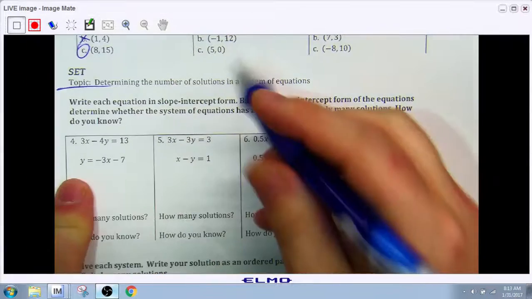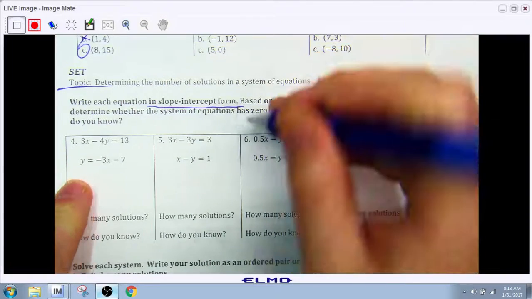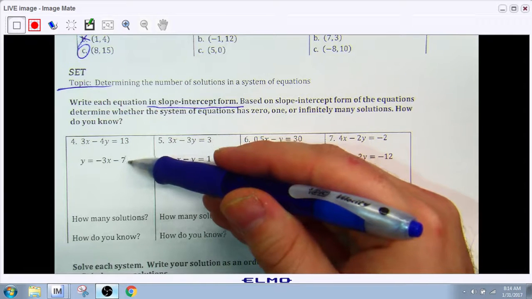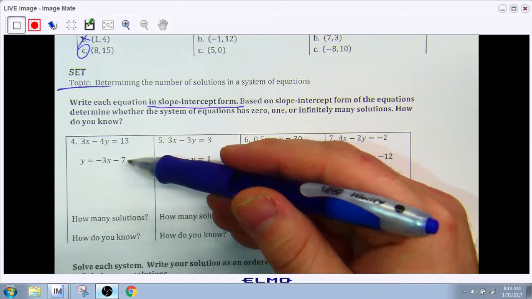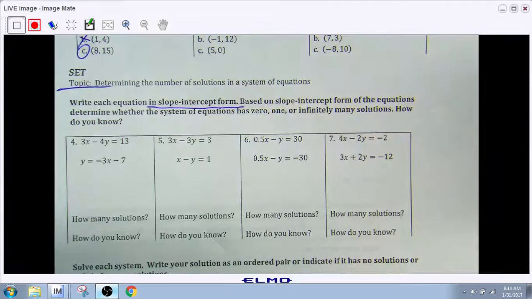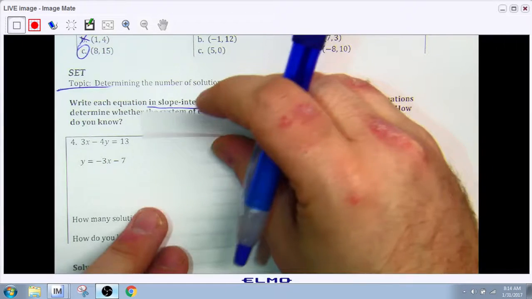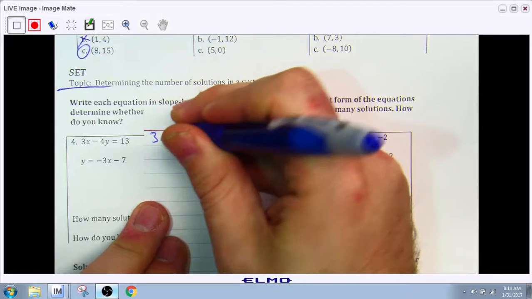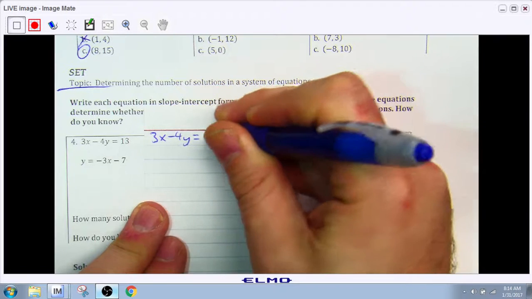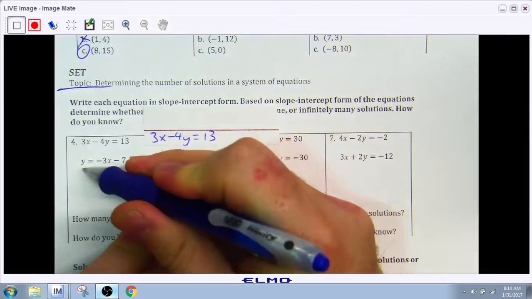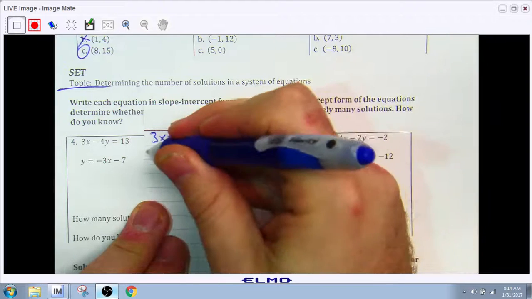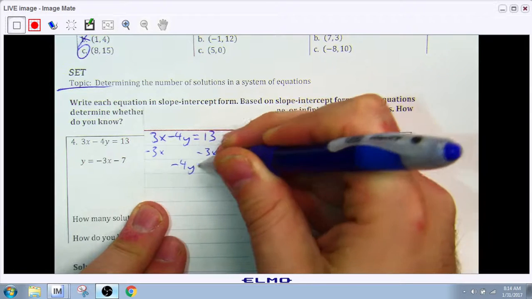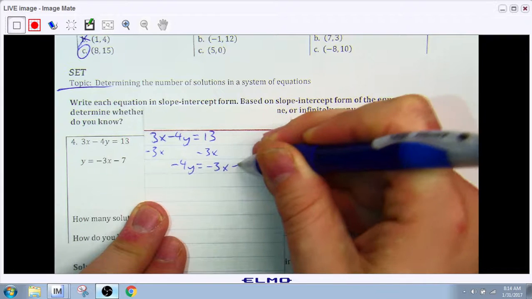So it wants us to put these equations in slope-intercept form. And what I see here is that the first one is in standard form and the second one is in slope-intercept form. So I only really need to manipulate the first equation. So that's what I'm going to do. So I have 3x minus 4y is equal to 13. So I want this to end up looking like y equals mx plus b. So I'll subtract my x term, giving me negative 4y equals negative 3x plus 13.